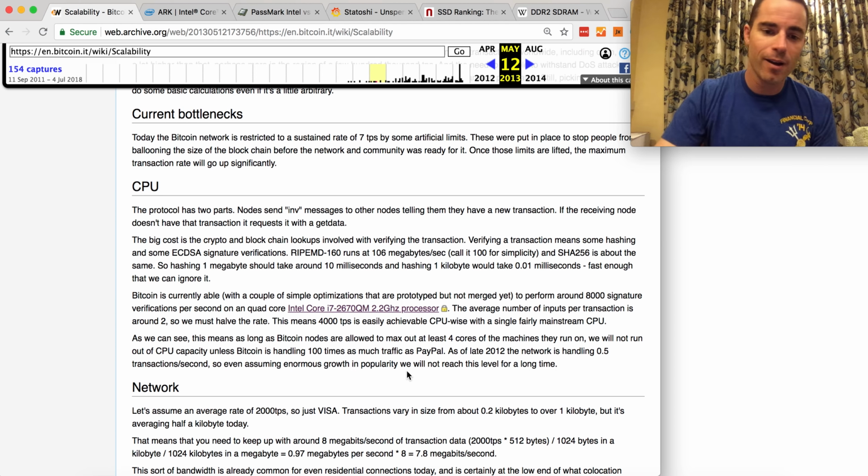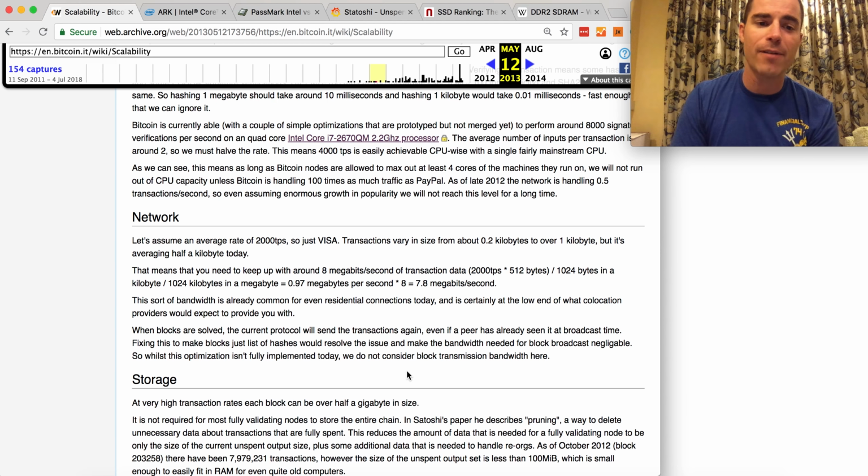Anyhow, we go on to network transactional throughput. So it says, let's assume an average transaction rate of 2,000 transactions per second. So about 1,000 times more than what Bitcoin Core is doing at the moment, right? Compared to, it's doing 2 or 3 transactions per second at the moment. So 1,000 times more than that. So just Visa. Transactions vary in size from about 0.2 kilobytes to over 1 kilobyte. But it's averaging half a kilobyte today, and I think it probably still averages about that today amongst all the different transactions on the network.